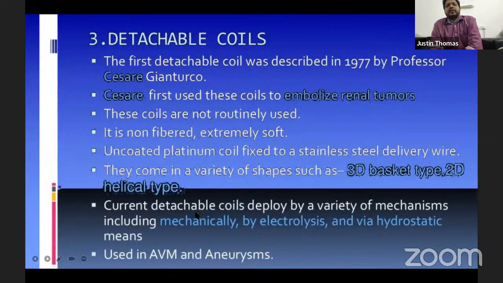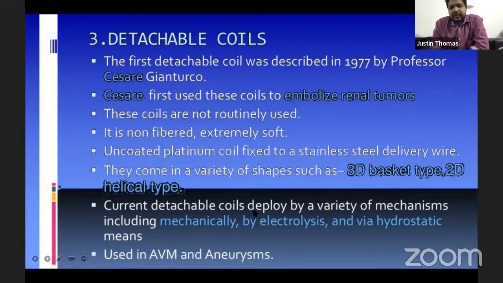Coming to detachable coils, the first detachable coil was discovered in 1977 by Professor Jane Turco. Initially, it was discovered for embolization of renal tumors, and it is an extremely soft coil. Now, platinum coils are being used. This platinum coil is fixed to a stainless steel delivery wire, and it is available in various shapes, especially for treatment of aneurysms. The detachable coils are used.